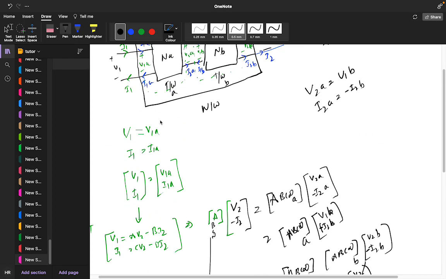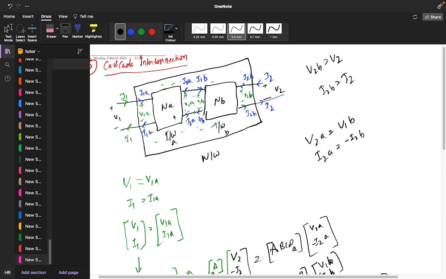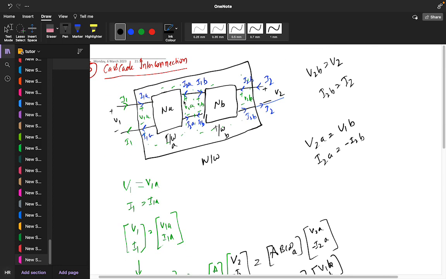When the network is cascaded, the overall transmission parameter will be the product of TA and TB. Is this clear to everyone? Sharin, is this clear to you? Prasanna, is this clear? Vaishnavi, is this clear? Or any doubt? No doubt, sir. Okay, fine.